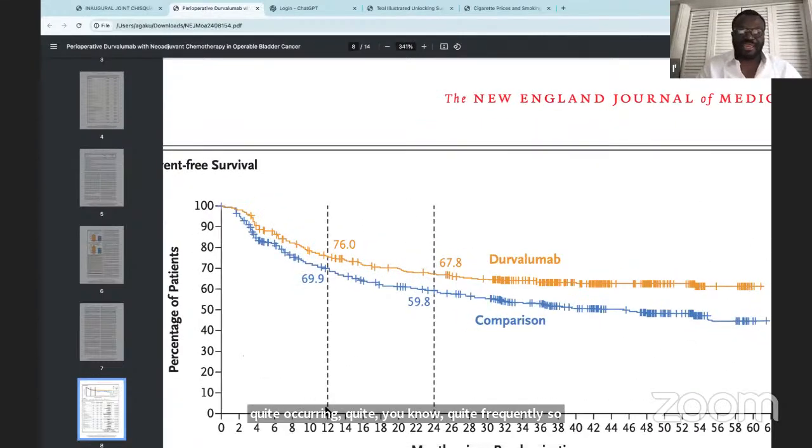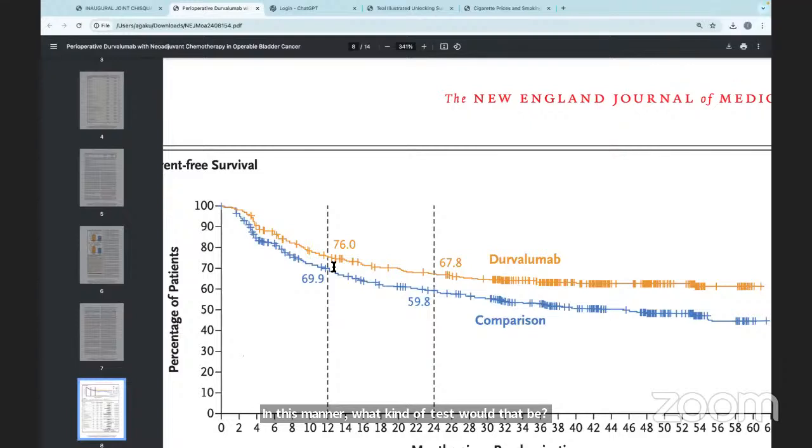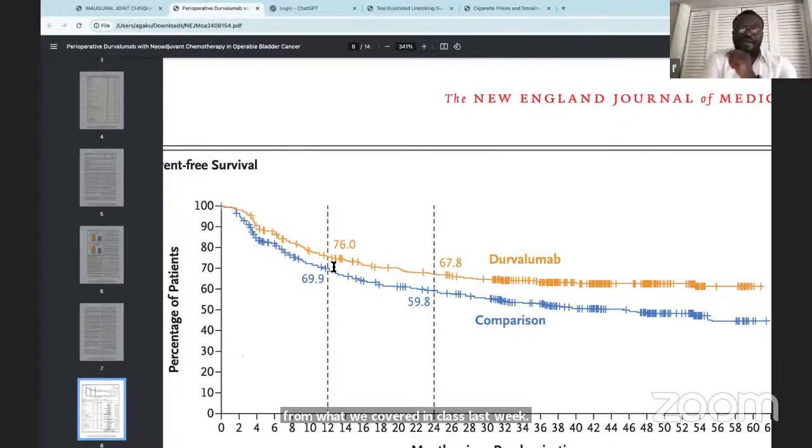Now we have a line here drawn at the 12-month point, and perhaps the authors are trying to compare survival at 12 months between the blue guys and the orange guys. What kind of test will you need to use to compare survival in this manner? What kind of test will that be from what we covered in class last week? That will be z-test. Excellent. Somebody is saying log rank test. Log rank test. Is that a correct answer? Why or why not?